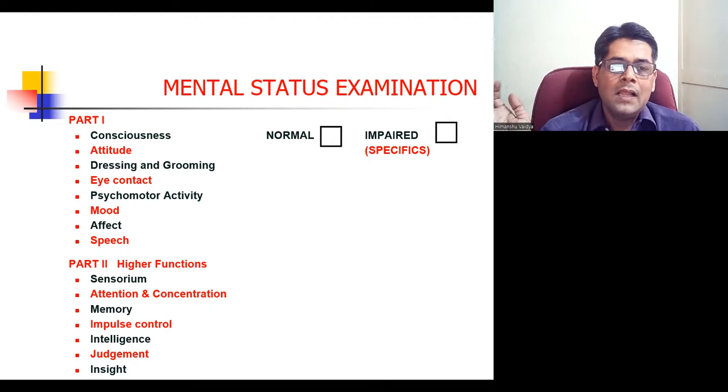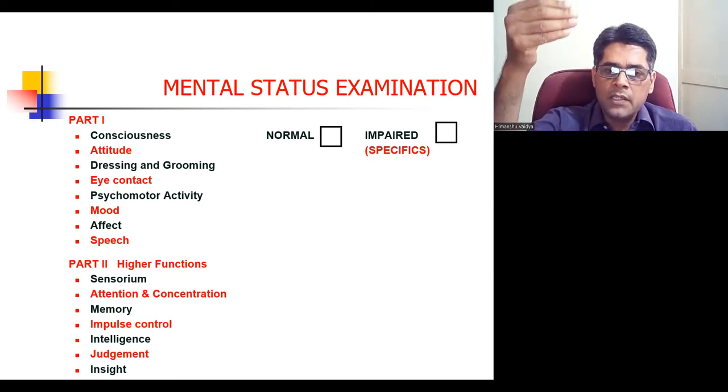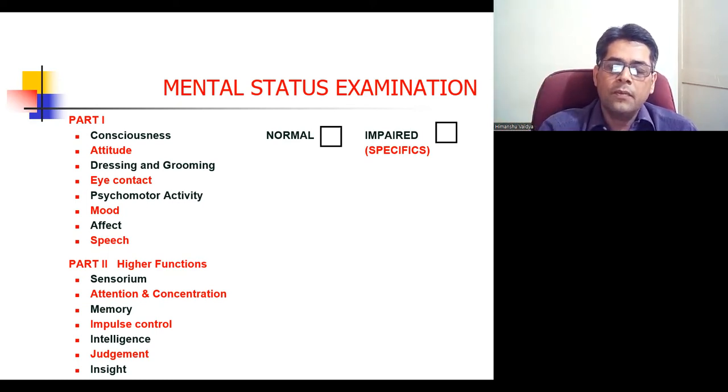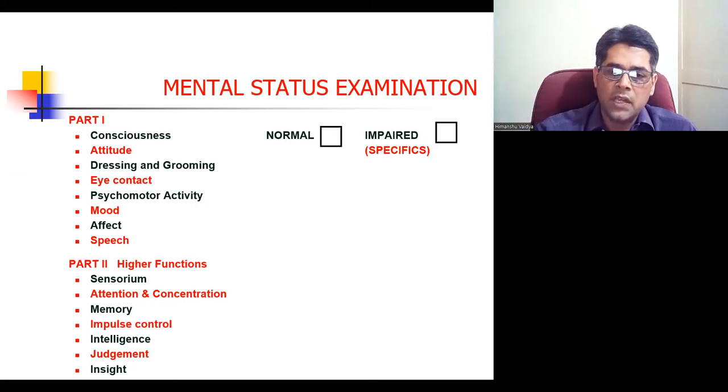If it is normal, we don't have to say anything. But if it is non-normal, then what is the type of non-normal? There is a whole list of non-normal possibilities from which we take whatever is relevant and explain what is there. Then we come to mood. If it is normal, we just say normal. If it is not normal, then it can either be on the high side or the low side.